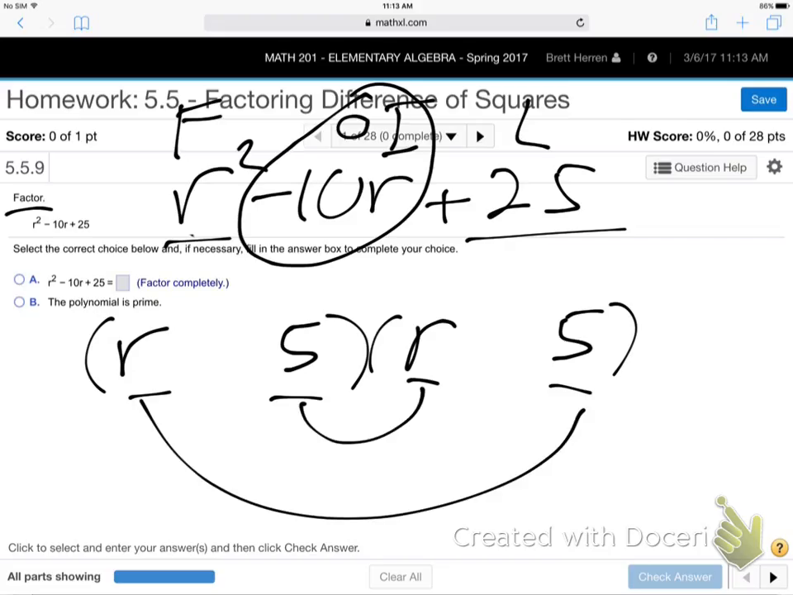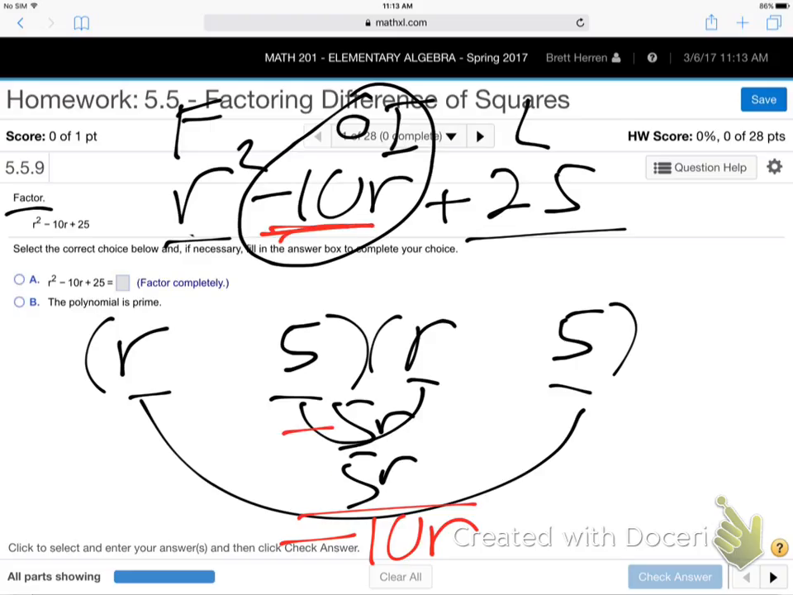Inside, outer, the two little happy face arcs, right? So inside, 5R, outside, 5R. Just 5 times R times 5, same thing, 5R. Now, how can they make the middle the negative 10R? What's in the middle here? Negative 5 minus 5. Both negative.